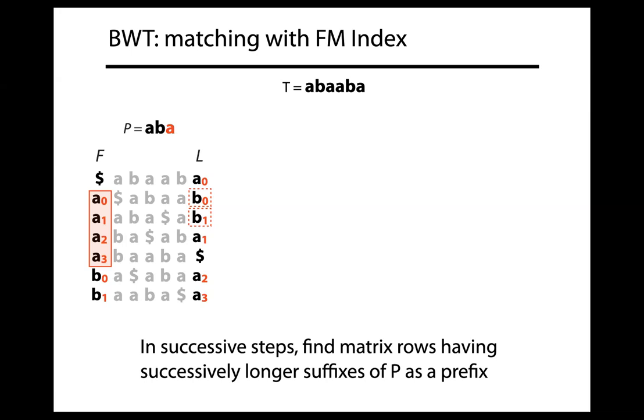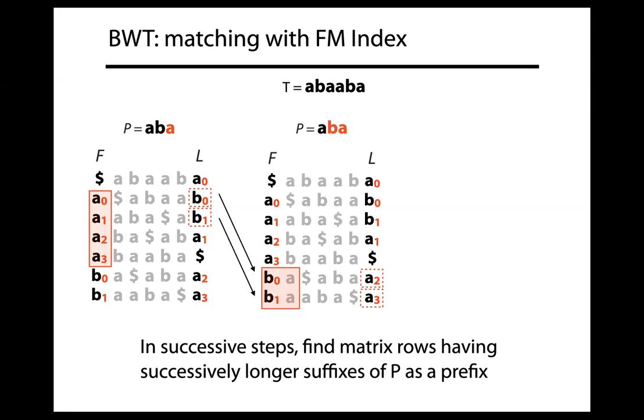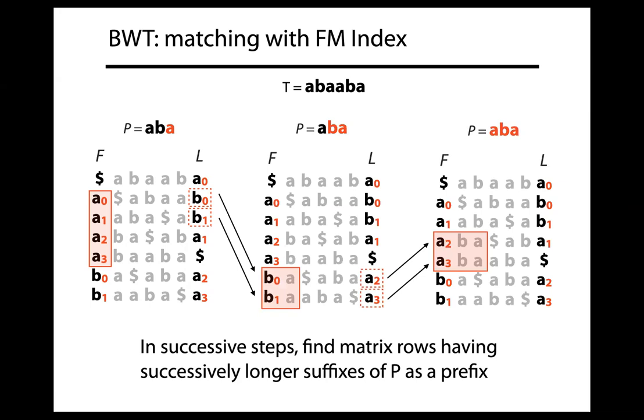So the first step will look like this. We've identified all the rows that start with A. Second step looks like this. We found all the rows that start with BA. Third step looks like that. And lo and behold, if we just add a little color, you can see that we found those two occurrences of ABA.